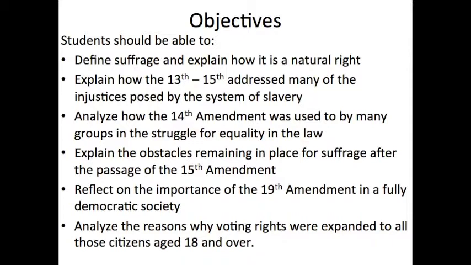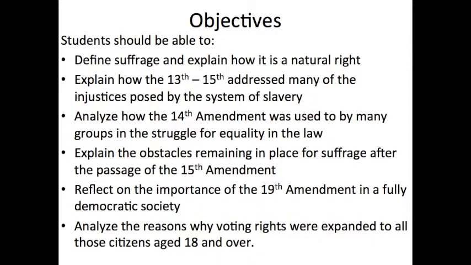Next, I would like you to be able to explain how the 13th through 15th Amendments address the many injustices posed by the system of slavery and try to undo some of the damage caused by having an institution of racially defined inequality and property holding of human beings for the beginning years of our country's history. Within those, I also want you to reflect on how the 14th Amendment was used by many groups in the struggle for equality past the Civil War into the Civil Rights Movement.